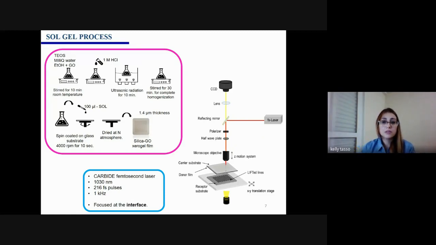For the LIFT process, we used a carbide femtosecond laser at the wavelength of 1030 nanometers. And with the aid of a microscope objective, the laser is focused at the interface of the donor and the receiver substrate. Both substrates are maintained in contact and placed on an XYZ stage, moving at constant speed, allowing the fabrication of different geometries.